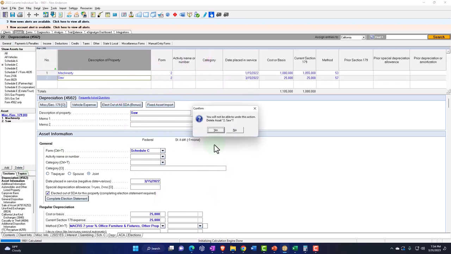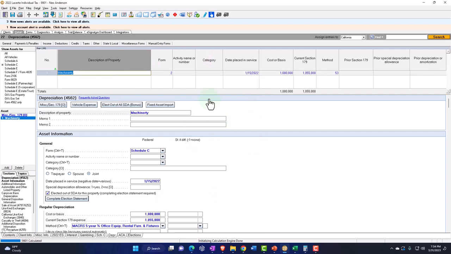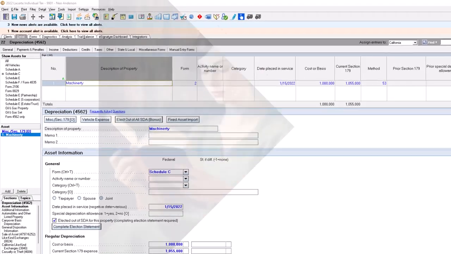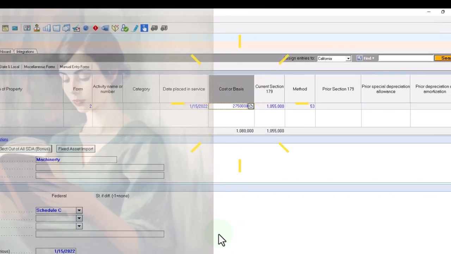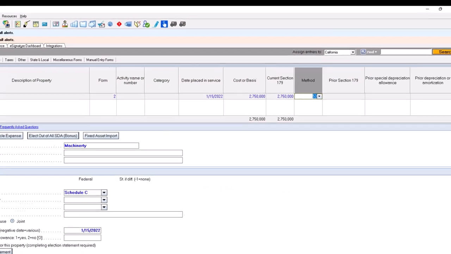So I'm going to delete the second one, and we're going to put this piece on the books for 275,000, and then I'll try to take the whole thing at 179. 2,750,000, but it's going to be capped, of course, to do that. And I think that's the method. We'll just keep the same method and check it out.